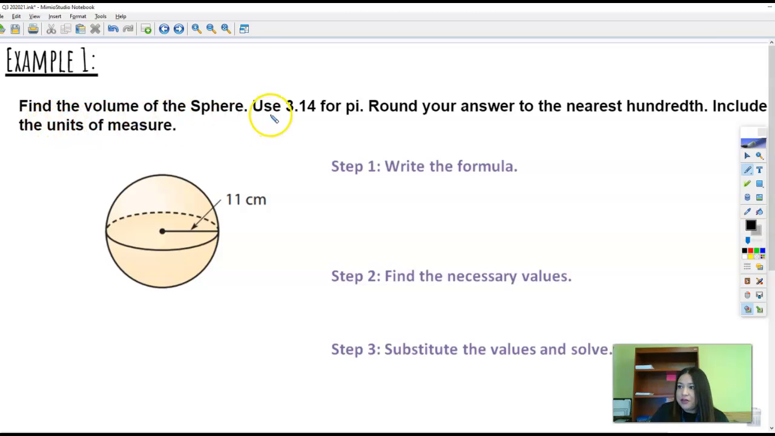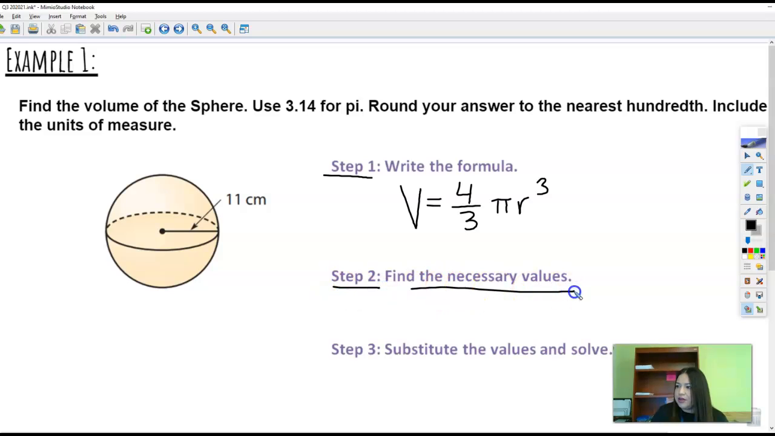Find the volume of the sphere. Use 3.14 for pi. Round your answer to the nearest hundredth. So first things first, step 1, write your formula. Volume is equal to 4/3 pi radius to the power of 3. Step 2, find the necessary values. Well, the only thing I need to find is r, the radius.